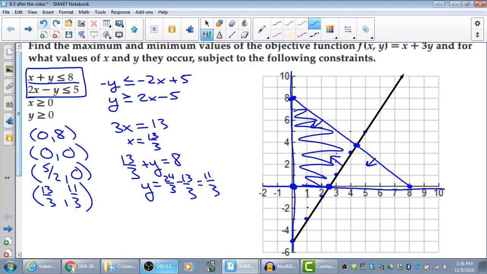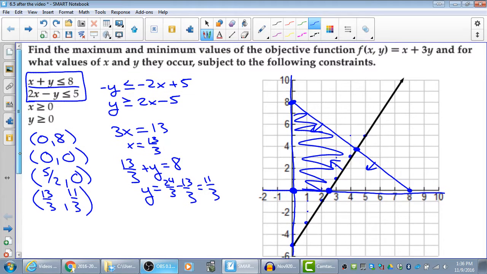11/3. Now the graph tells me that I'm finding the intersection of those two lines, but the graph isn't accurate enough to give that as an answer, so we'll have to do what we've been doing the whole chapter. There's your 4 points. Now we're going to plug those 4 points into the objective function, find out which gives us the biggest value, which one gives us the smallest value.